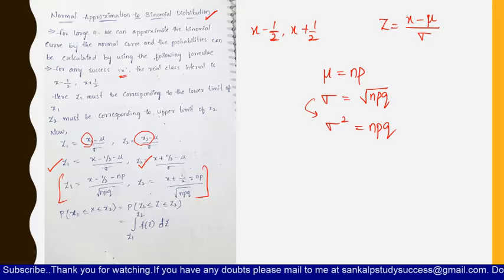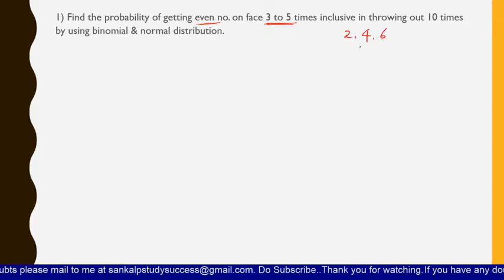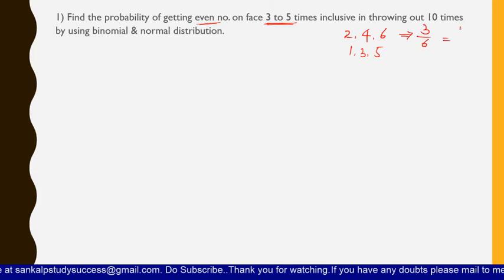Let us see one of the problems so that you can understand. The first question is: find the probability of getting an even number on the face 3 to 5 times, inclusive, in throwing a die 10 times, by using binomial as well as normal distribution. What is the probability of getting an even number? For a die, you have 2, 4 and 6, and also 1, 3 and 5. The even numbers are 2, 4 and 6, so the probability is 3 by 6, which is 1 by 2.